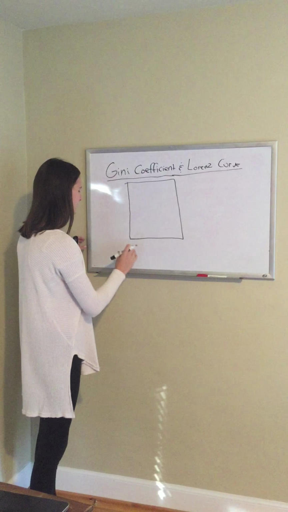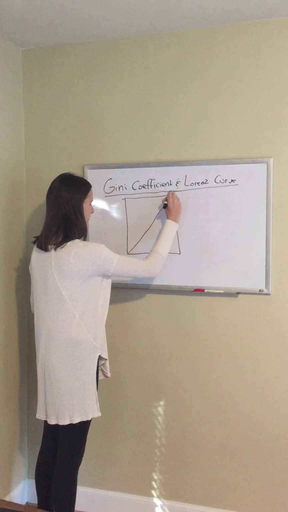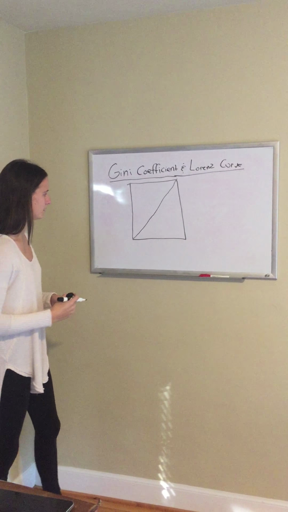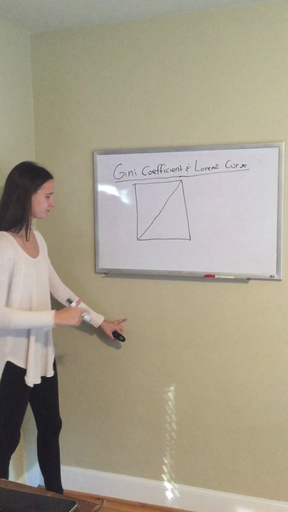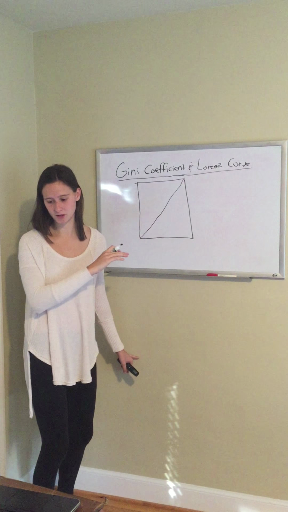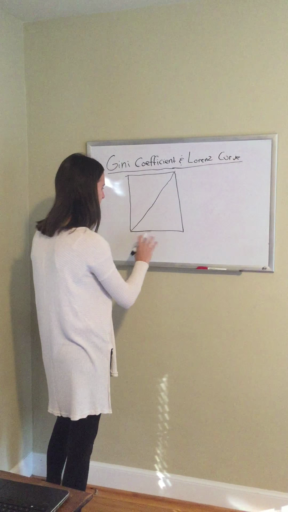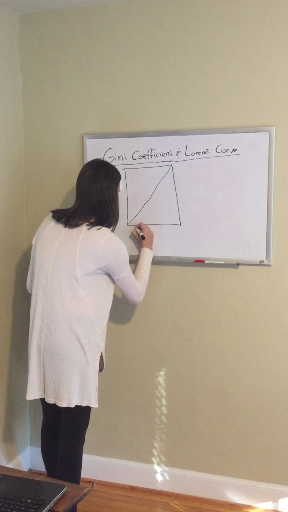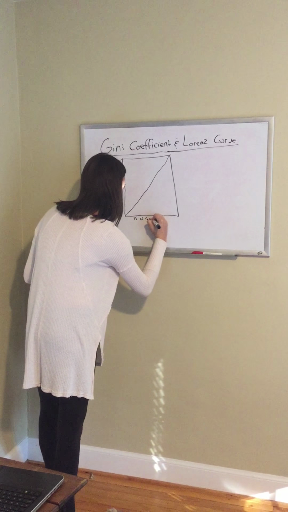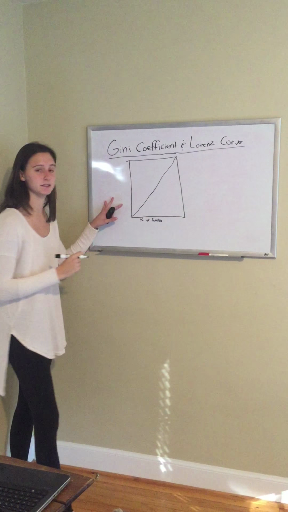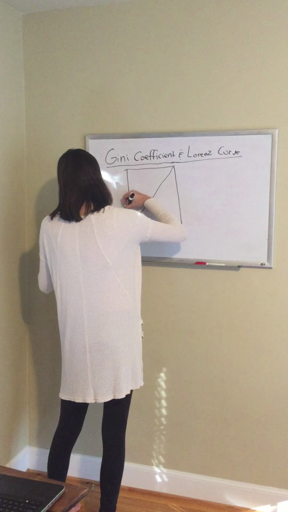Then we need to connect the opposite corners of the square by drawing a 45-degree line in between. And this represents perfect income equality. On the horizontal axis, we're going to write the percentage of families ordered from lowest to highest. So I'll just say percent of families. And on the vertical axis, we are going to write the percent of income received by these families.